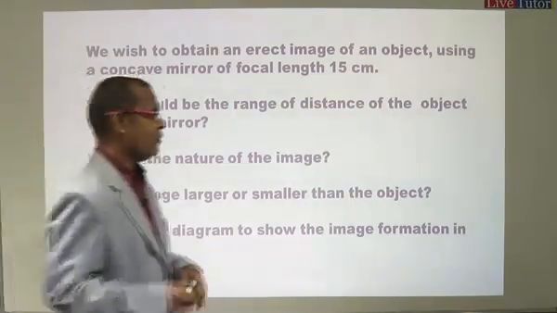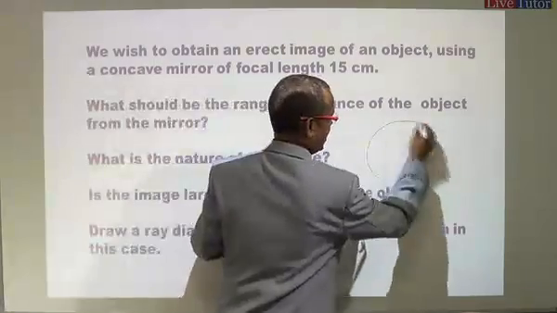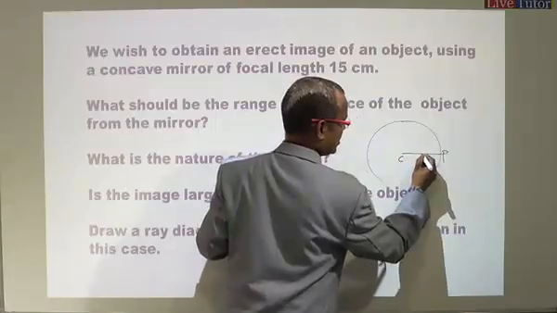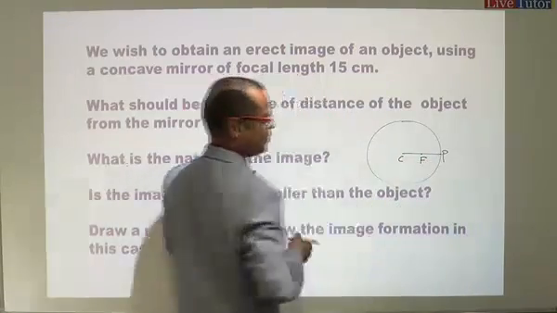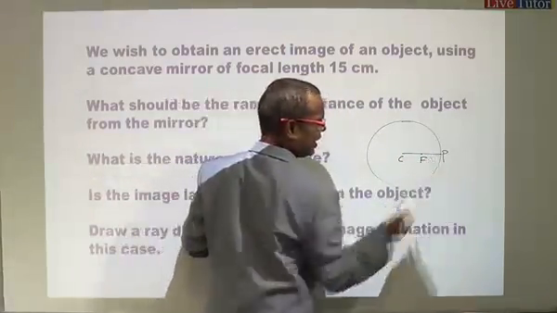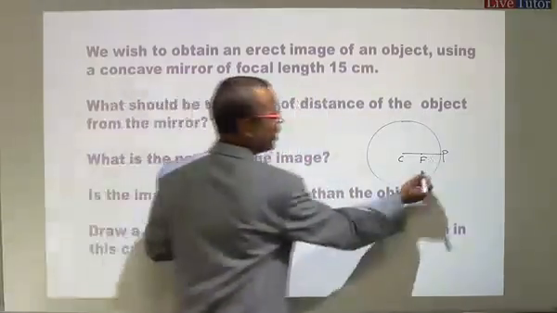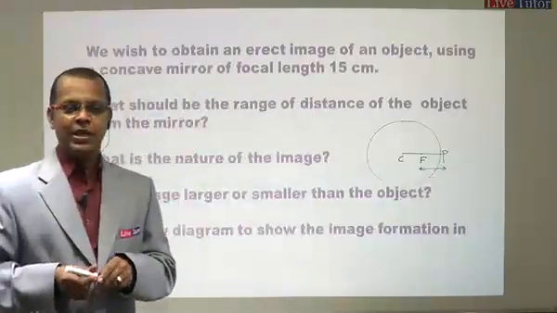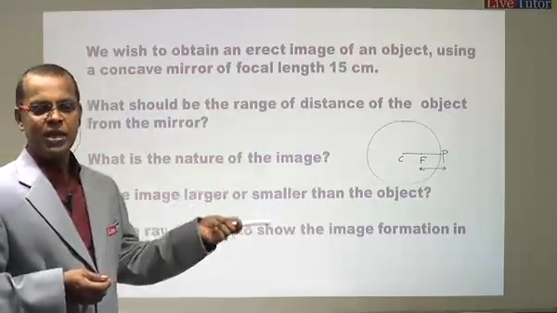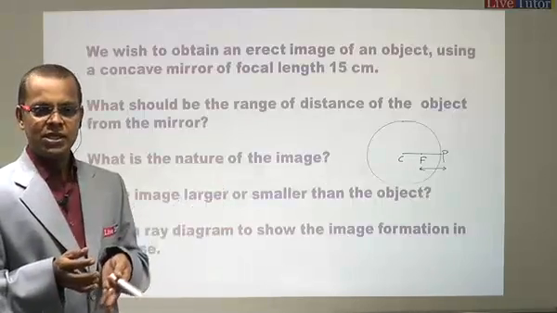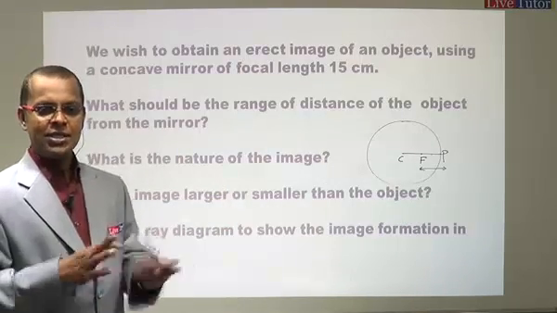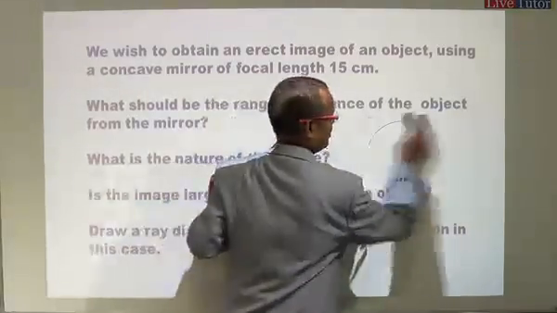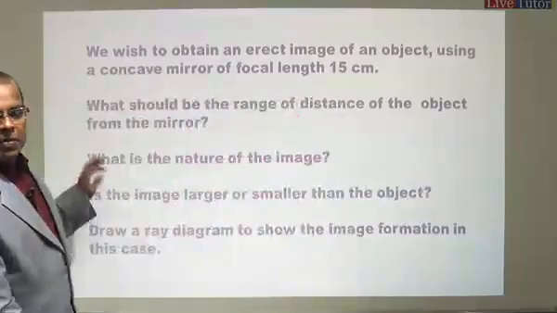Because we know that the focal length is nothing but, this is the pole, this is the center of curvature, this is the principal focus. It means if you are keeping the object somewhere here, this is only the focal length. So we are taking less than the focal length. Anywhere between F and P means the object should be placed at a distance less than its focal length. So if you remember that, the points become very simple. Very good. You are able to remember that.